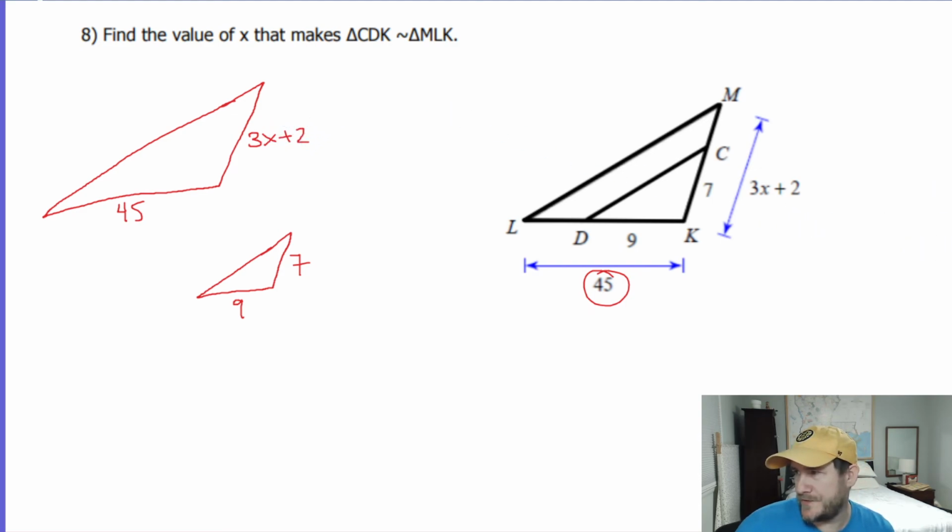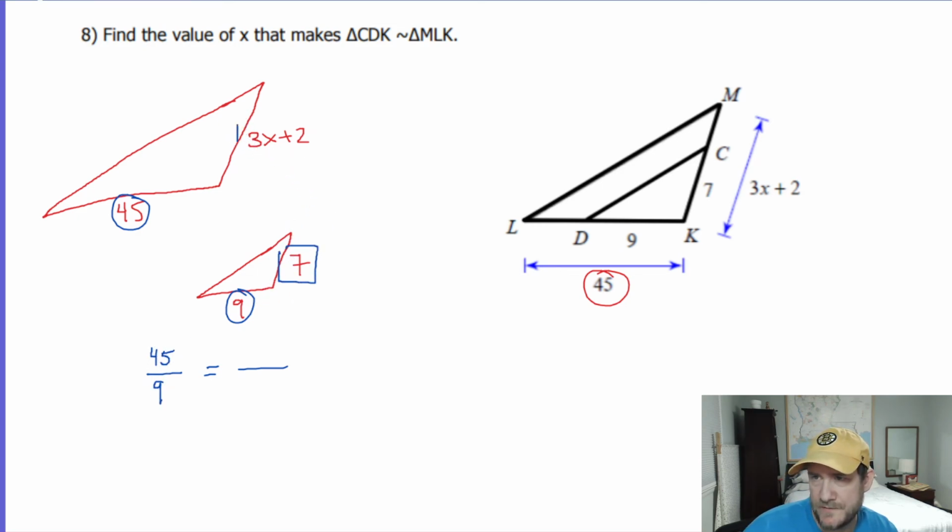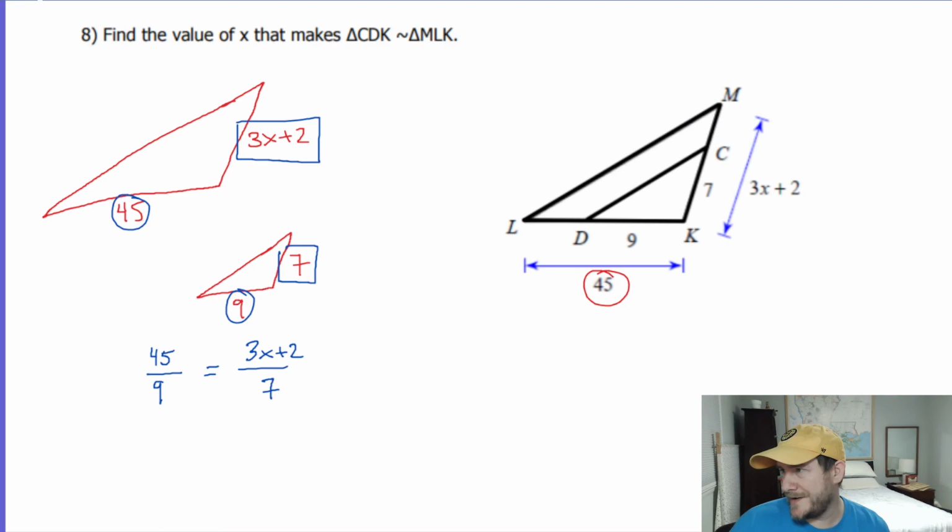So, okay, this is not hard. We'll write a proportion. We'll take the 9 and the 45. They go together. I'll go 45 over 9. I'll set that equal to the 7 and the 3x plus 2. Again, if the 45 is in the numerator, the 3x plus 2 needs to go into the numerator, and the 7 will go into the denominator. And again, if I can reduce, I probably should. These are both divisible by 9, so you just get 5 over 1.